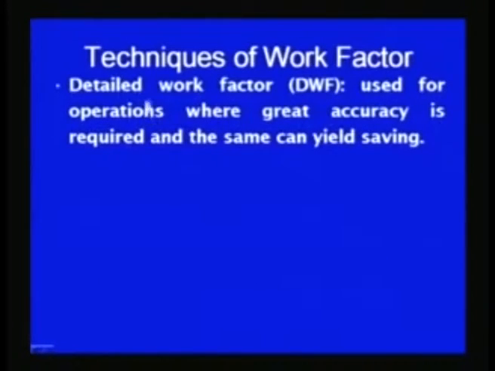In the work factor method, there are various types of work factors. The detailed work factor is used for situations where great accuracy is desired, and if the increased accuracy in the time values is going to yield some saving, then the detailed work factor should be used. This gives very accurate time values, and if those time values are important from the saving point of view, then this method should be applied, but it is very time consuming and costly, because it looks in great detail at the various aspects related to the operation.